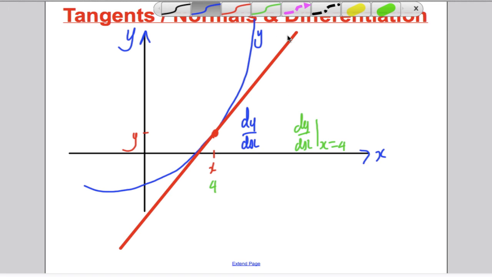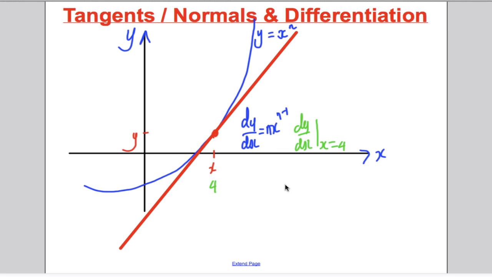But effectively, for the work you're doing, all your curves will be polynomials. There'll be something like x to the power of n. And when you differentiate this, you end up bringing down the power and reducing the power by 1: nx to the n minus 1.